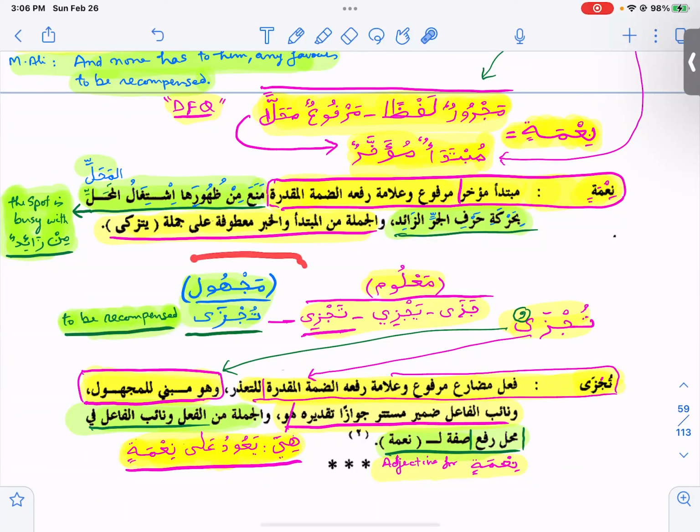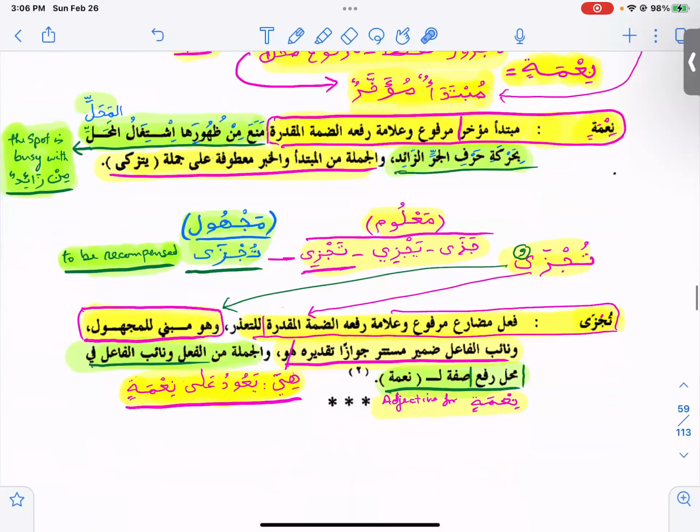Remember how I especially wrote it to show you that this is ma'lum, and this is majhul. See the change? Tajzi, tujza. Tujza, fi'lun mudari'un marfu'un wa alamatu raf'ihi dammatun muqaddara, li-ta'adhdhur, wa huwa mabniyyun lil majhul. But na'ib fa'il damirun mustatirun, ta'udhu hiya.